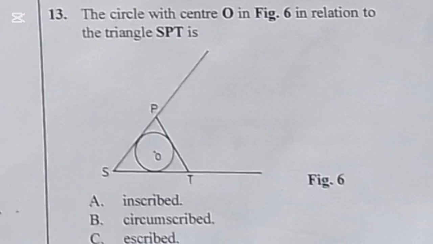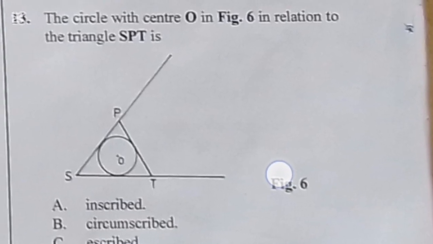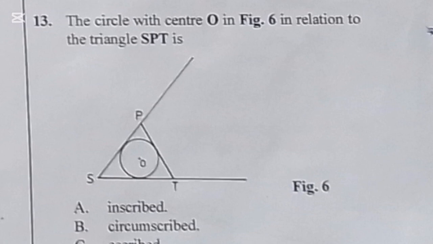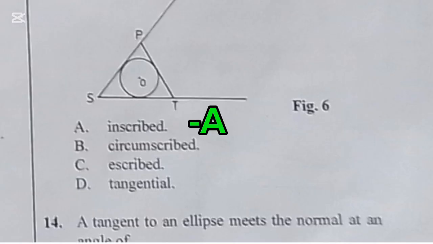Question 13. The circle with center O in figure 6 in relation to the triangle SPT is an inscribed. A is the correct answer. They are an inscribed circle, an inscribed circle in a triangle.